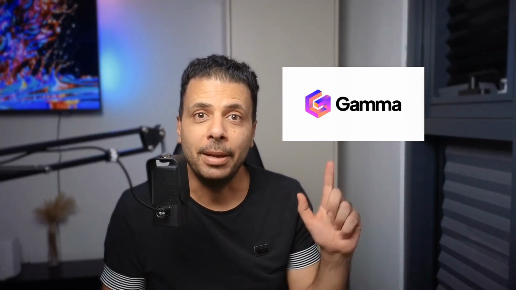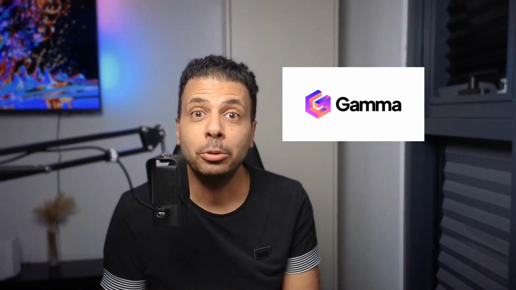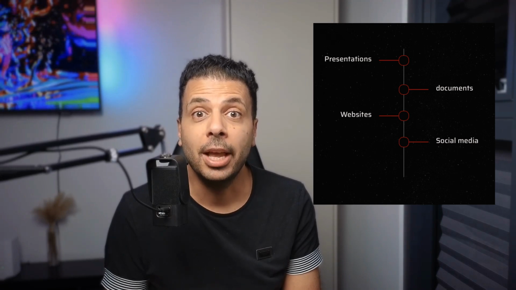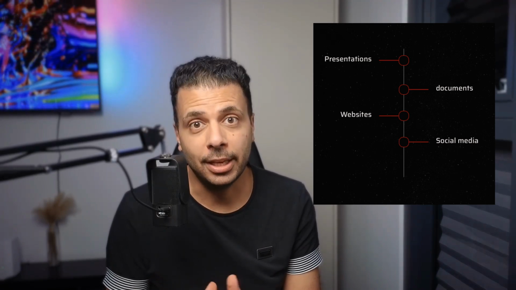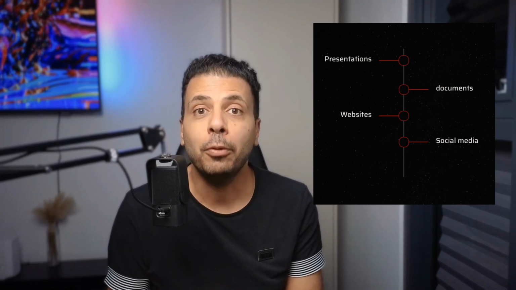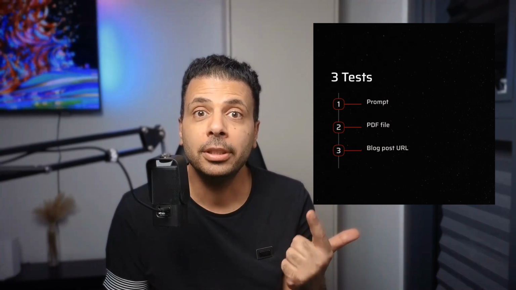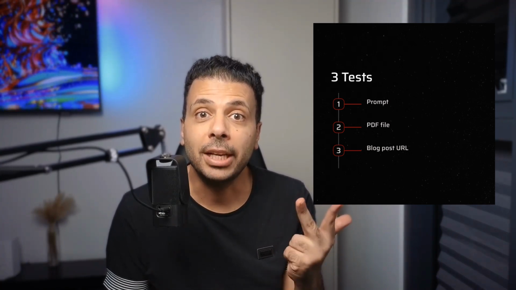No hype, no fluff. Today, we're testing Gamma, an AI tool that claims to create eye-catching, expert-level designs for presentations, websites, documents, and social media content in seconds. In this review, we will focus only on presentations. We will do 3 tests and ask Gamma to generate a presentation from a prompt of a business pitch deck, a PDF file of a complex financial report, and a link of a technical blog post.